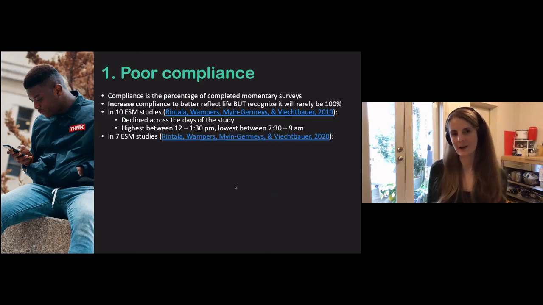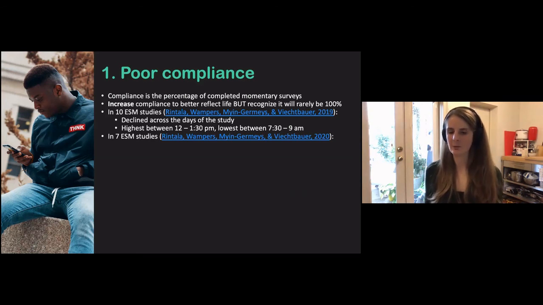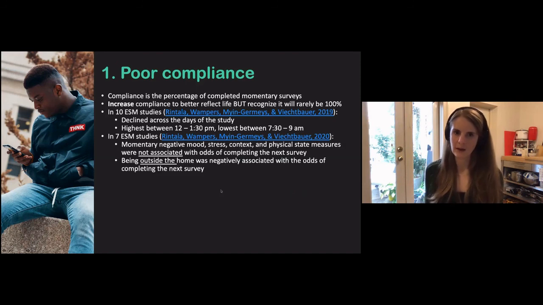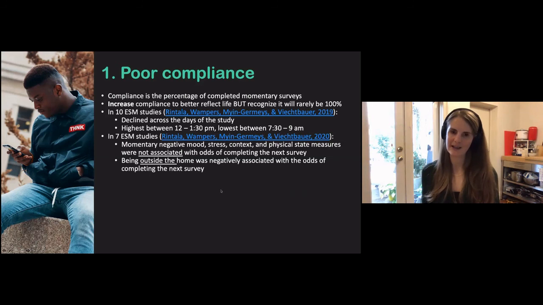They also did another set of this big analysis of existing studies. And in this one, they were looking at the momentary predictors of compliance. So what were you doing at this previous survey that predicts whether or not you'll comply with the next survey? And what they found here, which was kind of reassuring for those of us who research any of these things, were that momentary negative mood, stress, the context or situation the participant was in, and their physical state was not associated with their odds of completing the next survey. So that's good because it suggests that these things don't systematically lead to participants skipping surveys.